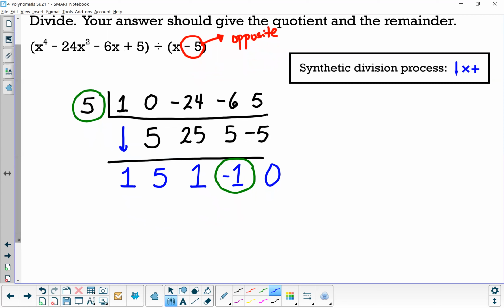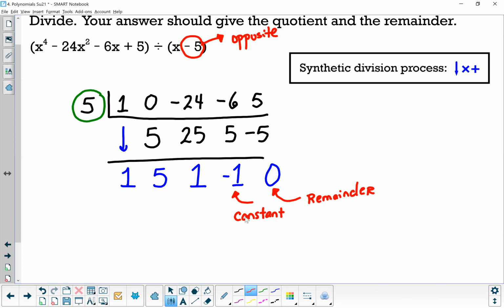Okay, so now to interpret our results here. Starting from the end, 0 represents the remainder. The -1 represents a constant. It does not have a variable. Next, we have the coefficient for x to the first power. We have the coefficient next to it for x squared. And then the next one is the coefficient for x cubed.